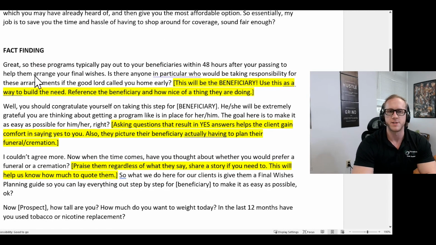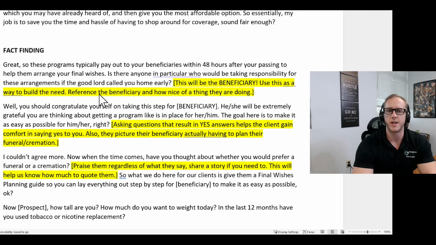So, fact finding. So we say, great. Now these programs typically pay out to your beneficiaries within 48 hours after your passing or after receiving the necessary paperwork, to help your beneficiaries make your final arrangements or arrange your final wishes. Now, is there anyone in particular who would be taking responsibility for these arrangements if the good Lord called you home early? Now, this is going to be their beneficiary.